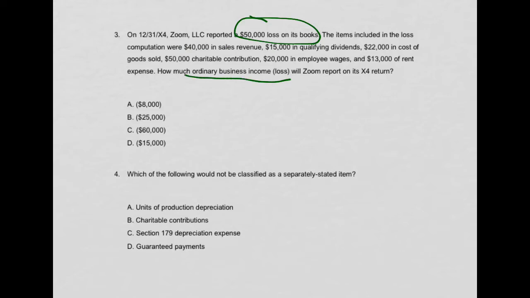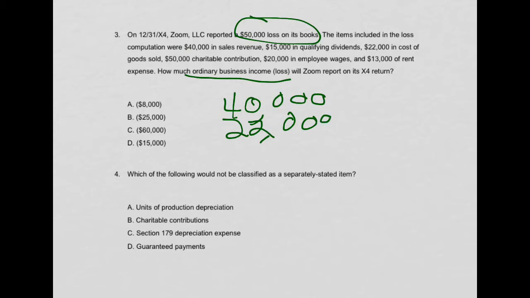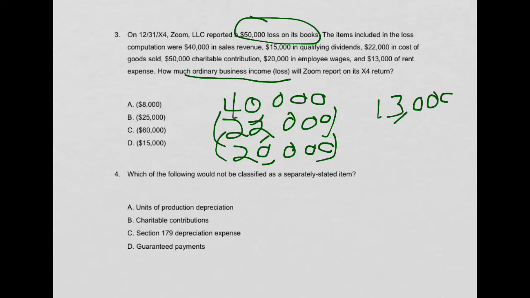That would consist of $40,000 in revenue from sales. This is just a simple profit and loss statement. Now, from this point on, the dividends don't count. That's not part of the net income or net loss of the operations. $22,000 in cost of goods sold, well, that counts. That's direct expense. And $20,000 employee wages, that counts. The charitable contributions do not, that's separately stated. The $13,000 of rent expense, that counts. And that's all we've got.